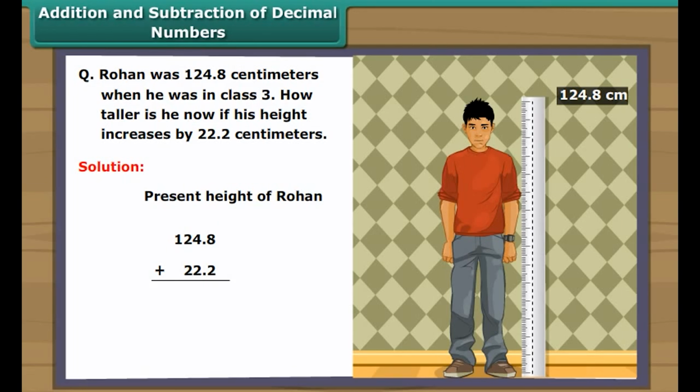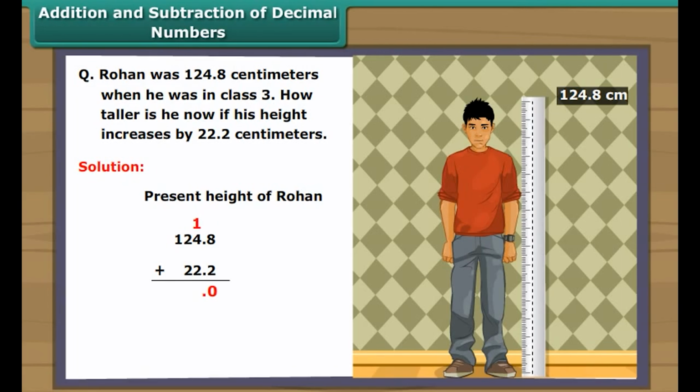Remember, while adding the numbers, the decimal point of another number lies exactly below that of first number. We add first the digits at the right side of the decimal, followed by the addition of digits on the left side. The sum of 8 and 2 gives 10. We write 0 at the bottom and 1 as a carryover on 4.